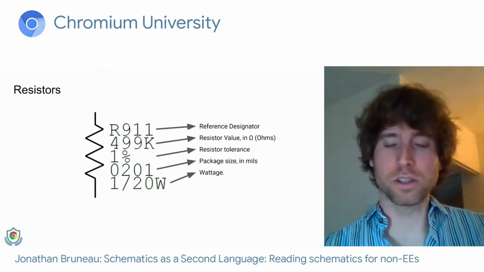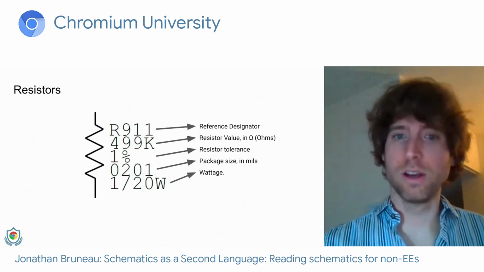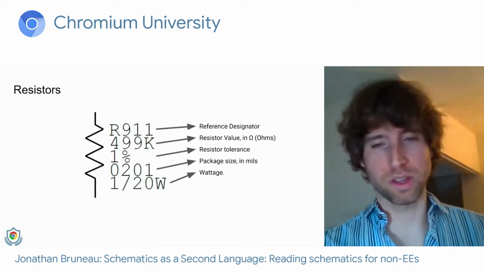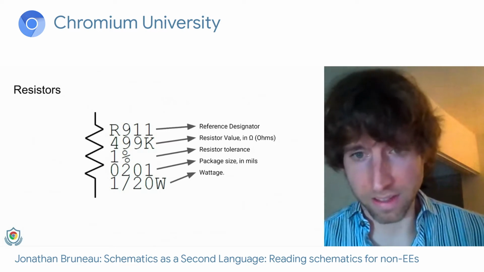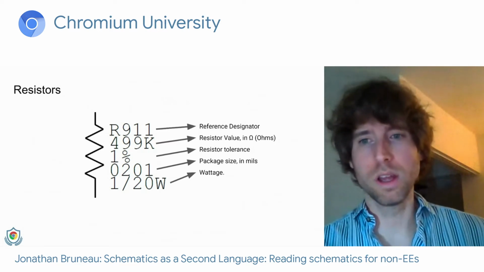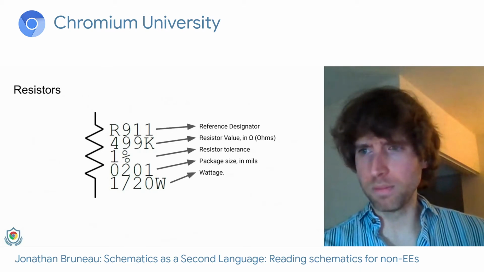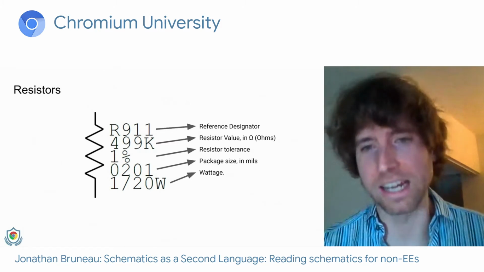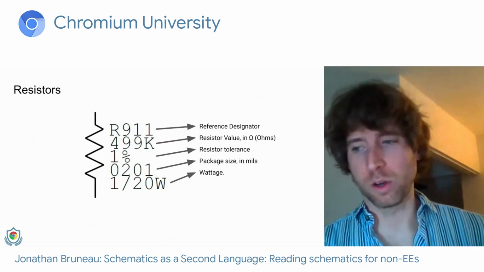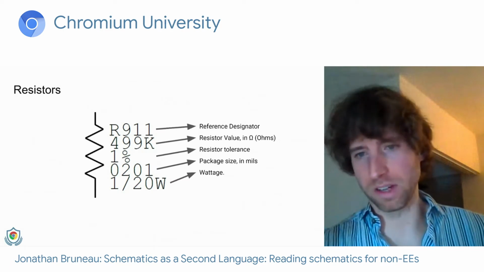Okay, so there's a bunch of text along with the schematic symbol of a resistor. We see the reference designator starts with an R, and then we have the value of the resistor. So this is effectively a 499 kilo ohm resistor. We have the tolerance. In this case, it's 1%. It's practically impossible to make an exactly 499 kilo ohm resistor. So we have an error. So this is plus or minus 1% off of the resistor value.